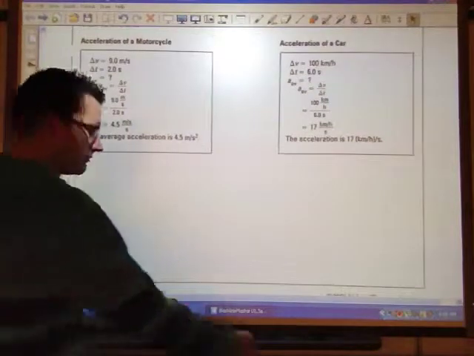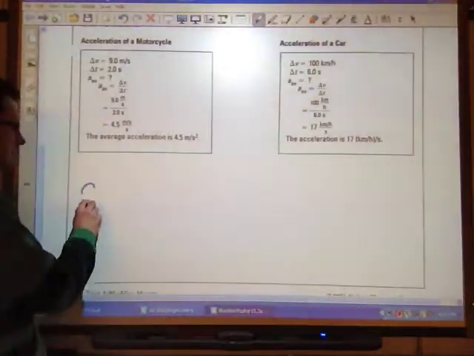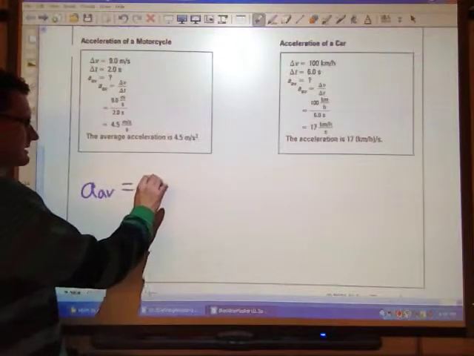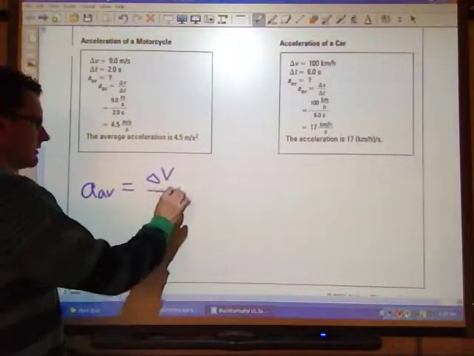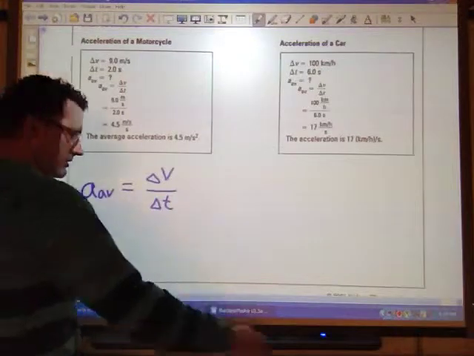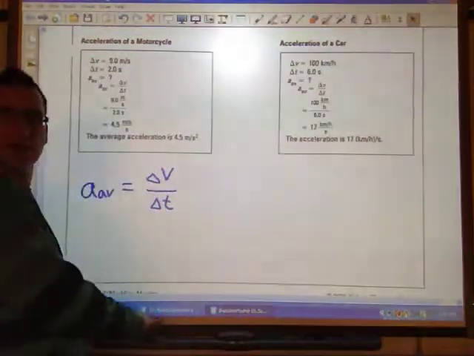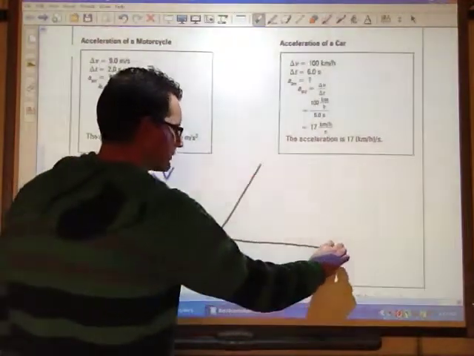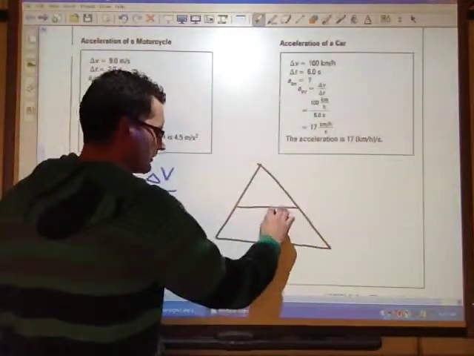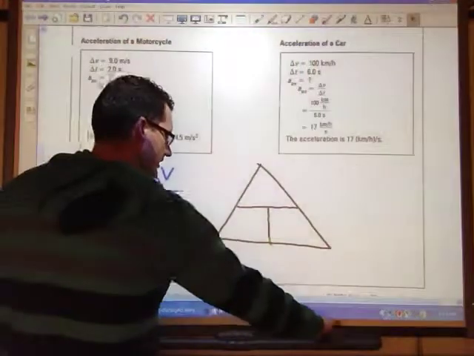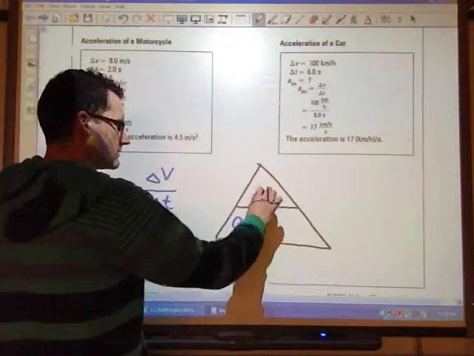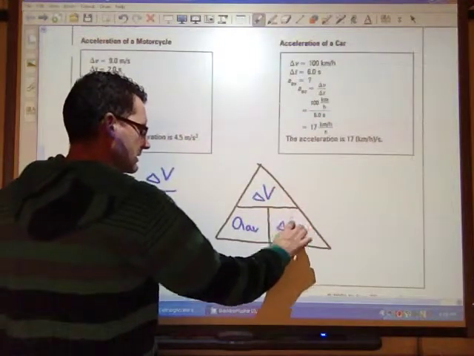And also what we have with this equation, very similar to the speed equation, average acceleration is equal to change in speed over change in t. We have the return of pyramid power, or the triangle of terror, however you want to call it. Just don't call it lonely. So we have average acceleration is equal to change in speed over change in t.